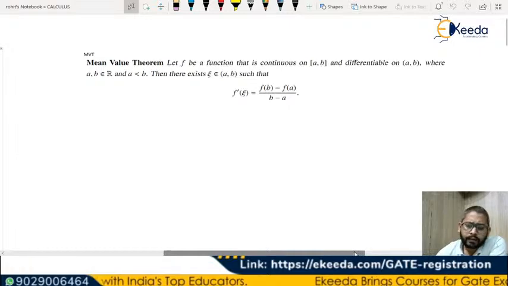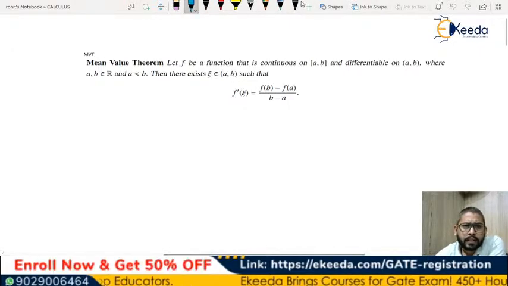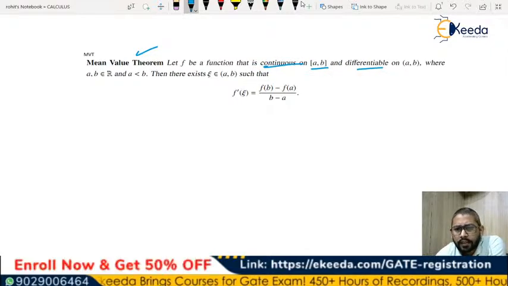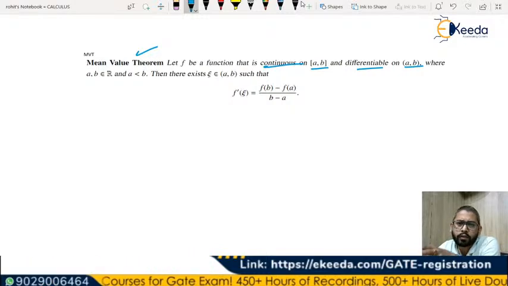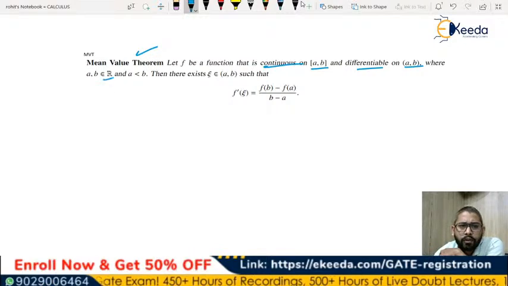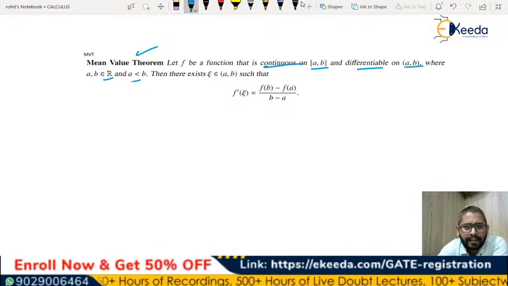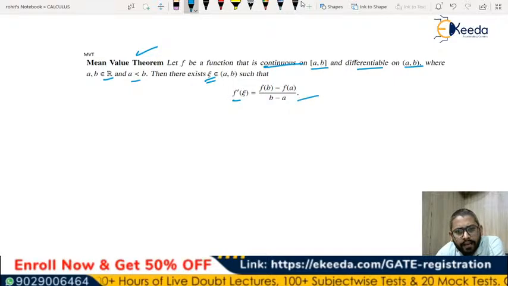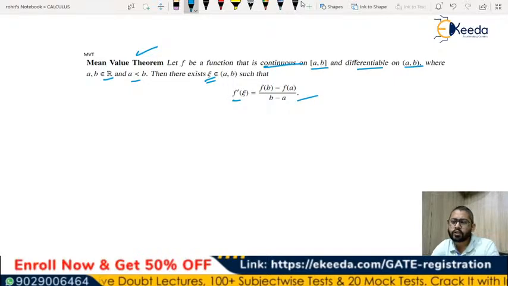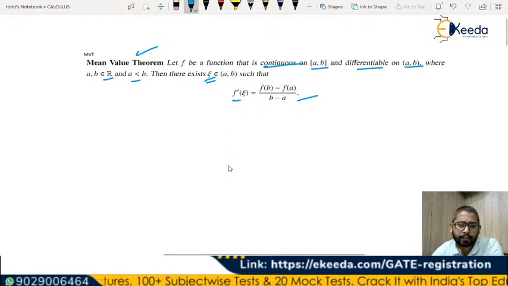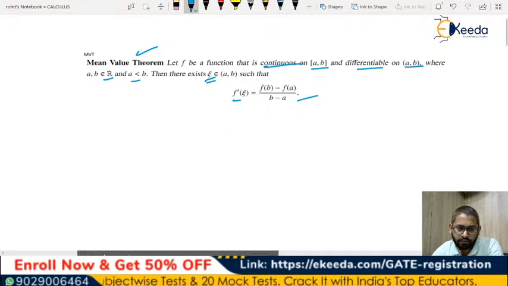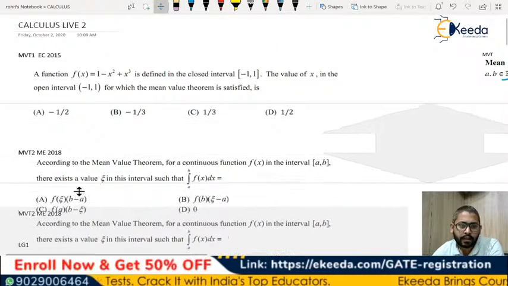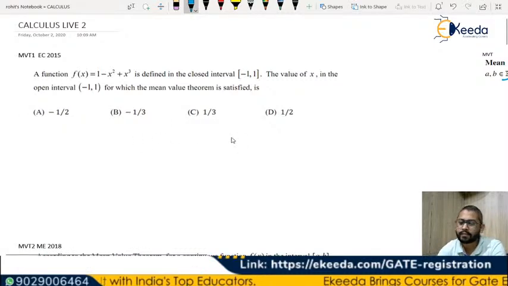Mean value theorem says for a function being continuous in the closed interval, differentiable in the open interval, where a and b belong to real values where a is less than b, then there exists a point zeta such that f dash zeta is going to be f of b minus f of a divided by b minus a, right? So this is what we know, and applying the same theorem, we have to check that at some point this mean value theorem is going to be satisfied, right?